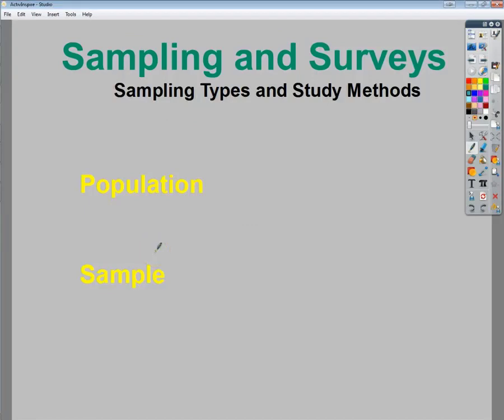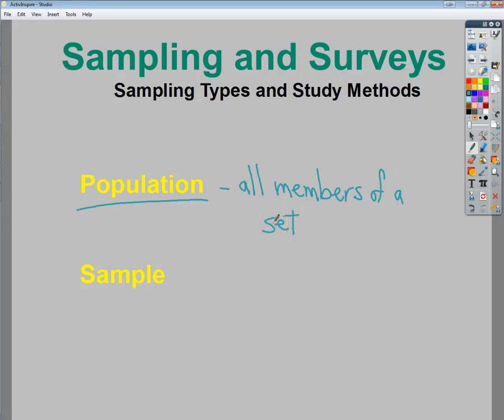In this video, I'm going to talk about the idea of sampling and surveys as a way to collect information to make decisions. The first thing that we need to talk about is the idea of population versus sample. A population represents all members of a set.